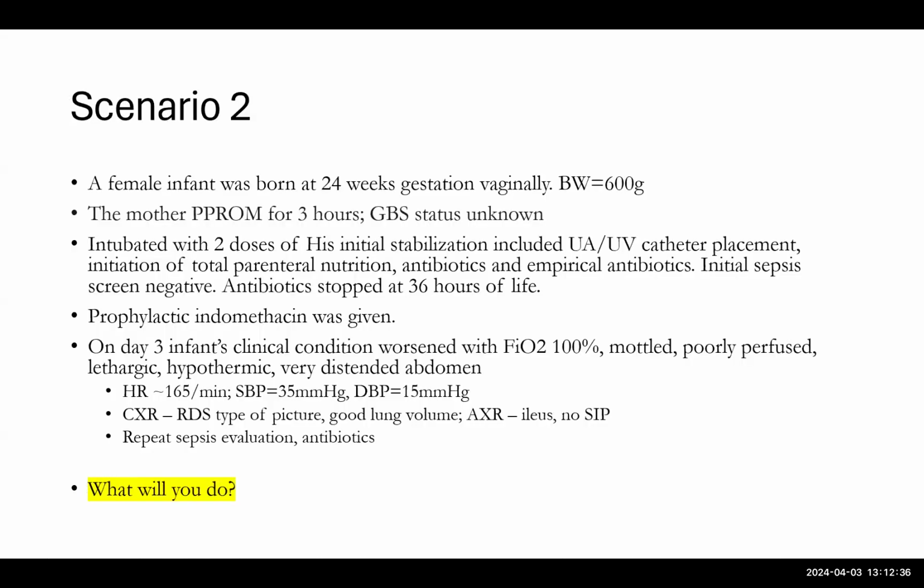Scenario 2. A baby born at 24 weeks, 600 grams, PPROM, GBS status unknown. After birth, intubated with 2 doses of surfactant, UAC and UVC, TPN, antibiotics. Initial sepsis screening negative, antibiotics stopped at 36 hours. In that unit, they like to give prophylactic indomethacin.